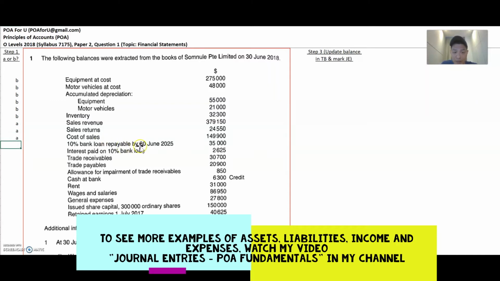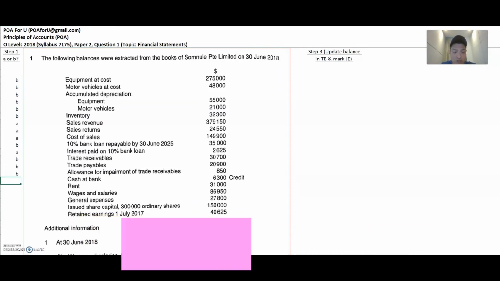10% bank loan repayable. This is a liability. Alright, this is not the interest that we are talking about. The next line, which is the interest expense, is item A, because that goes into the statement of financial performance as an expense. And trade receivables, current asset, item B. Trade payables, this is a current liability. Allowance for impairment for trade receivables, this is an item B that goes under the trade receivables line as a contra trade receivable item.